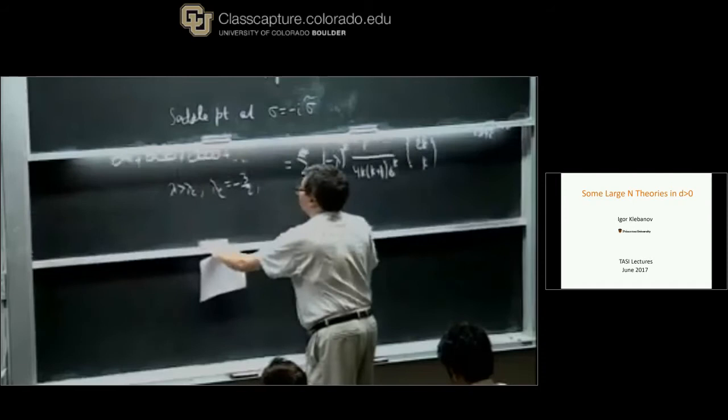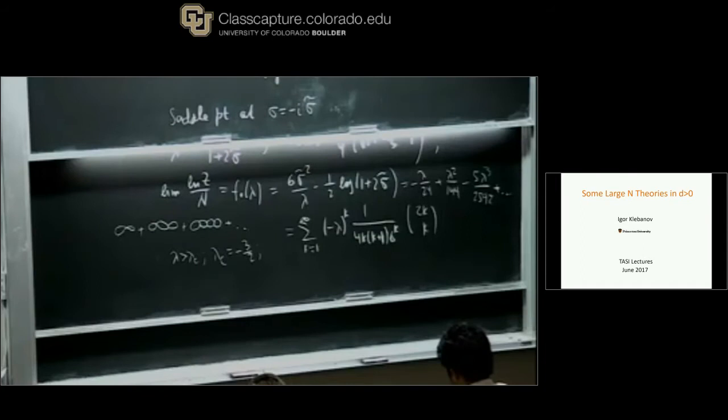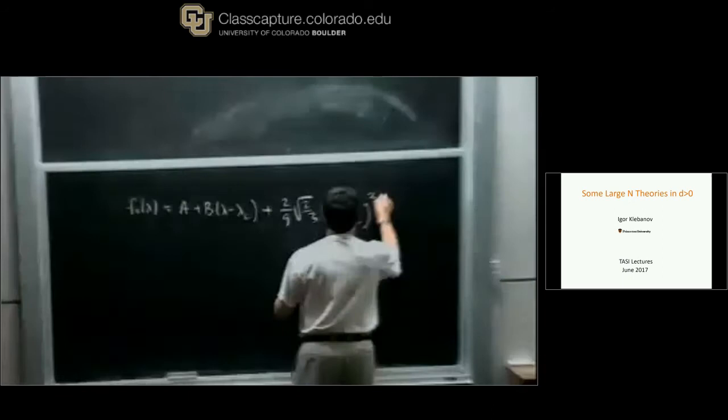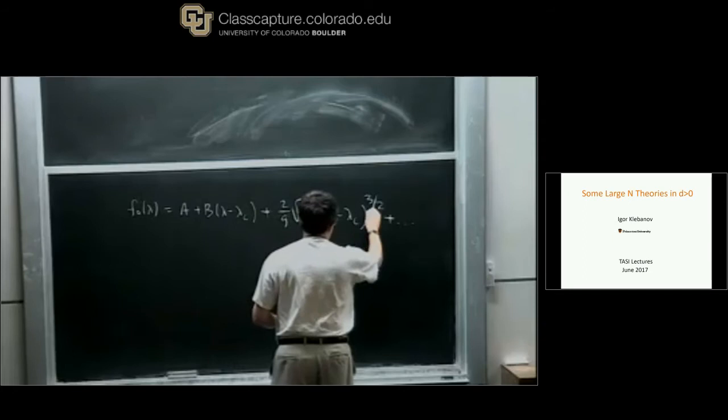So let me move to another board. Then you can expand near this lambda critical, and you find that F0 of lambda near lambda critical has some non-singular terms, I'll just write like A plus B times lambda minus lambda critical, and then you get something like 2/9 root 2/3 times lambda minus lambda critical to the 3 halves plus some further terms. So this is the leading singular term that we're interested in.